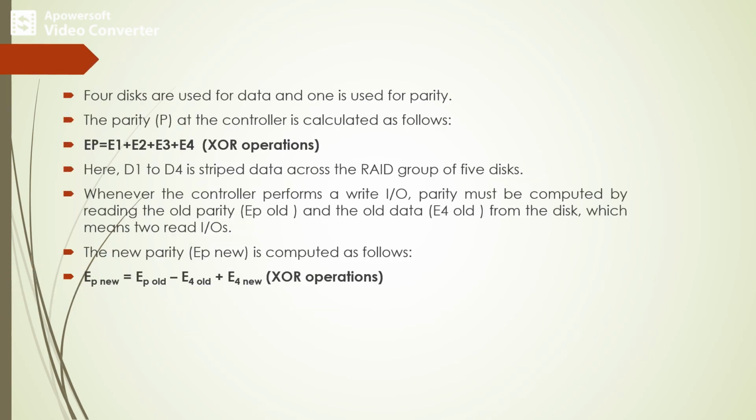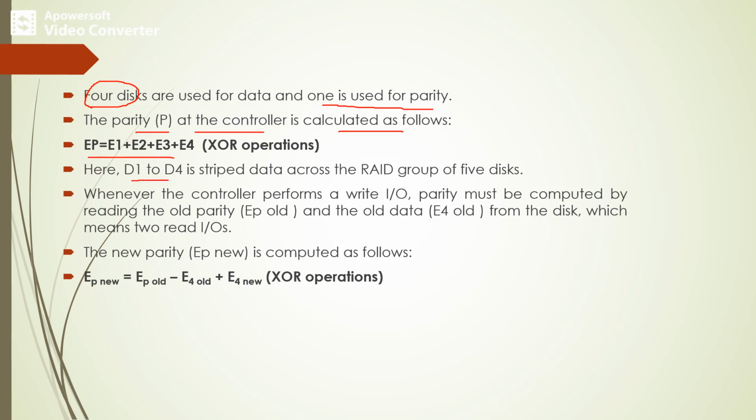Consider 4 disks are used for data and one is used for parity. So here I'll use 4 disks in order to store the data, as well as one disk in order to store the parity value. Next I'll assume the parity EP at the controller is calculated as EP is equal to E1 XOR E2 XOR E3 XOR E4.